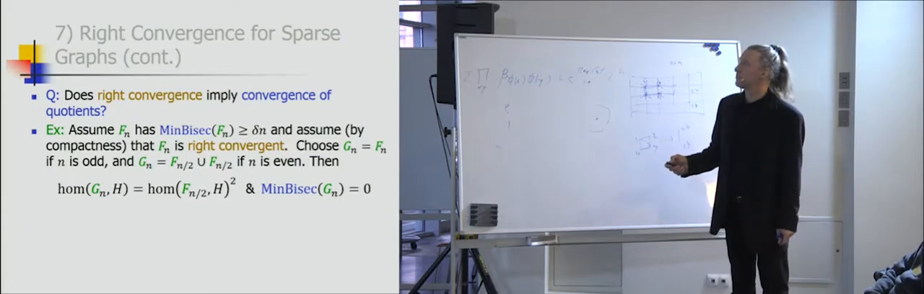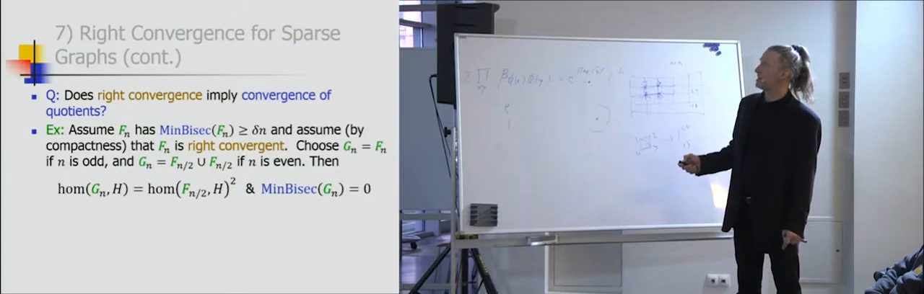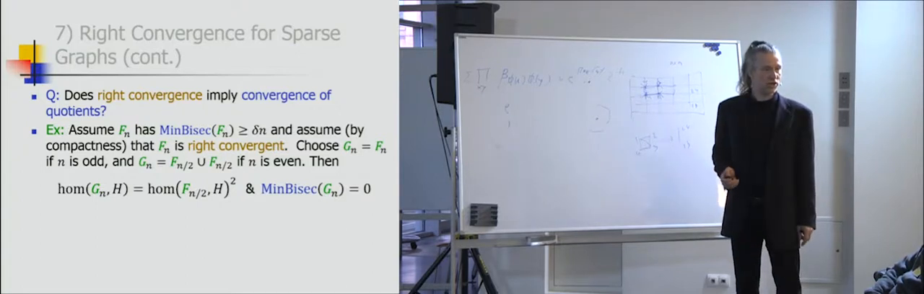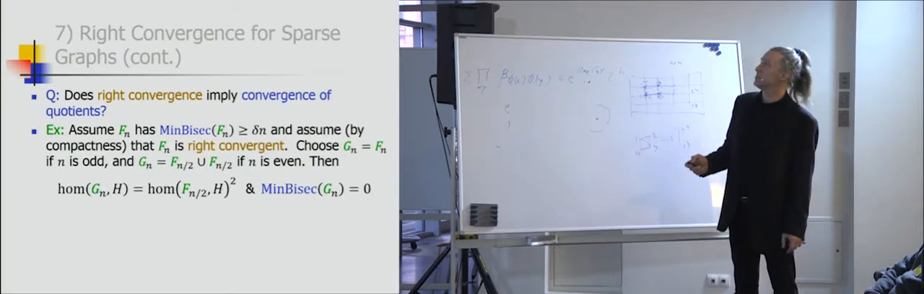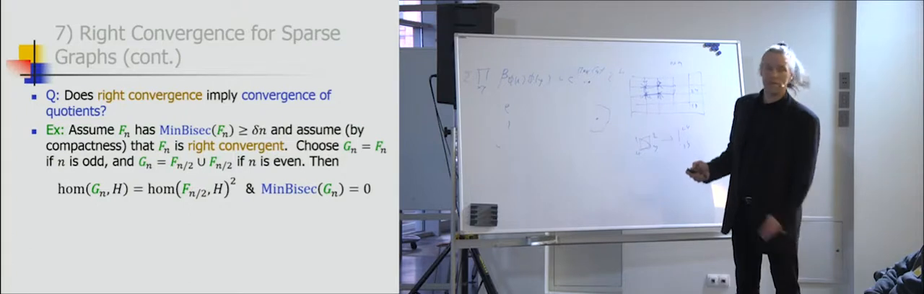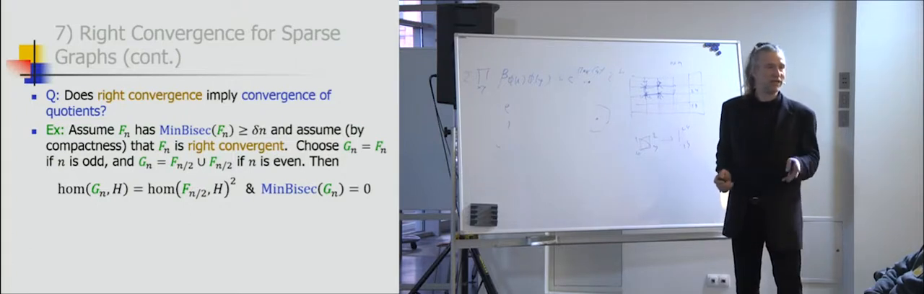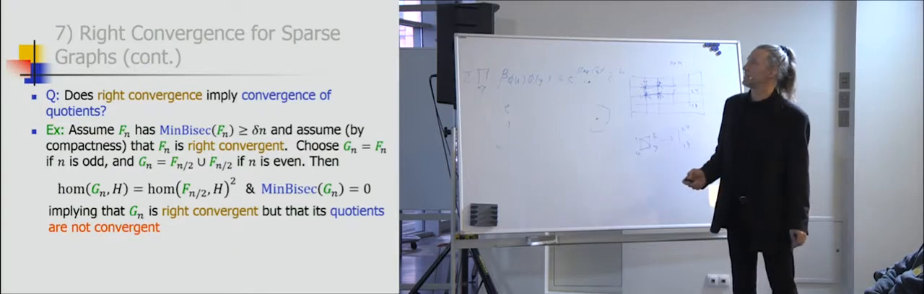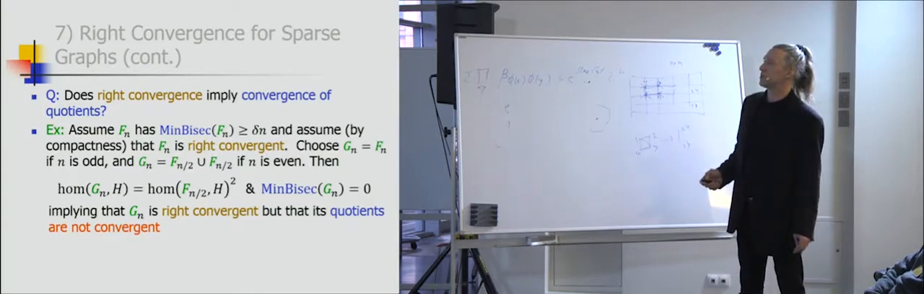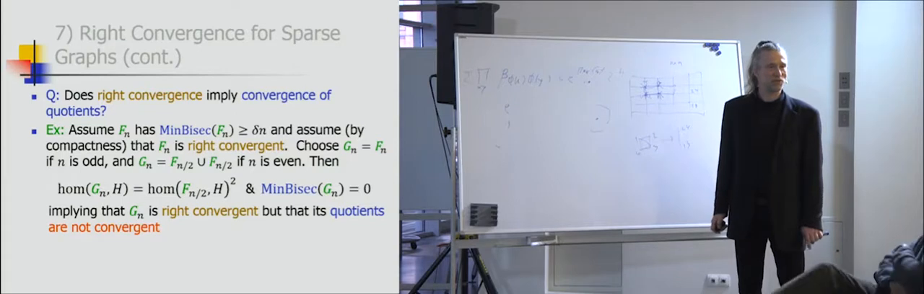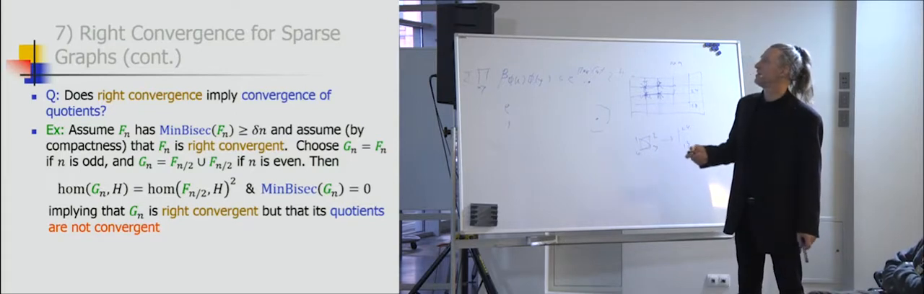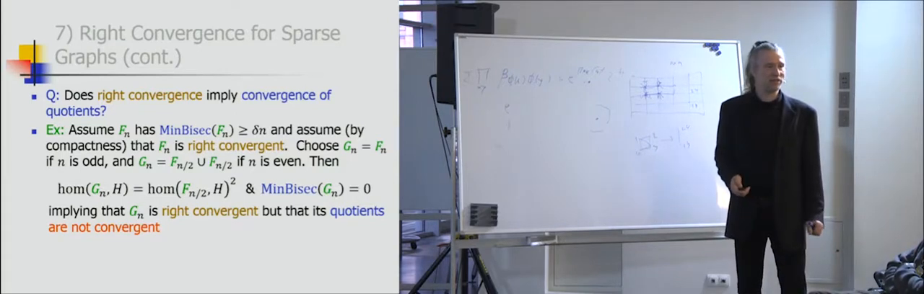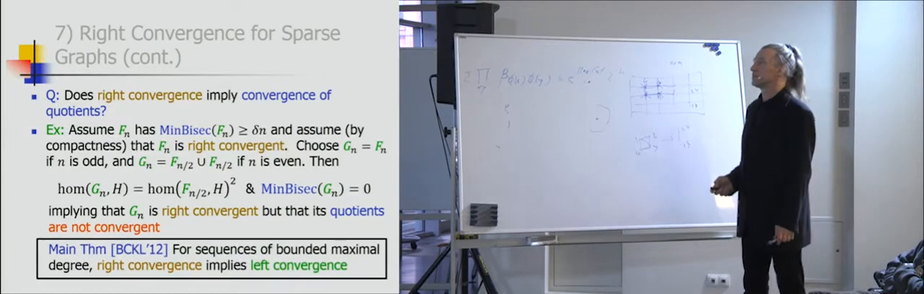But now look at the following. Now the min bisection is 0, because I took this disjoint union of the two graphs. So for the odd ones, you have a min bisection which is huge. For the even ones, it's 0. And so this sequence is right convergent, but the quotients are not convergent, because the quotients alternate between a finite number and minus infinity.